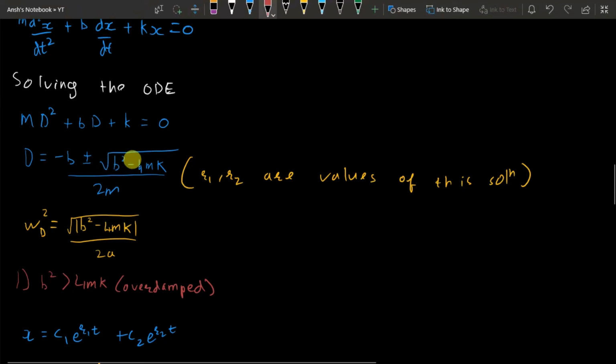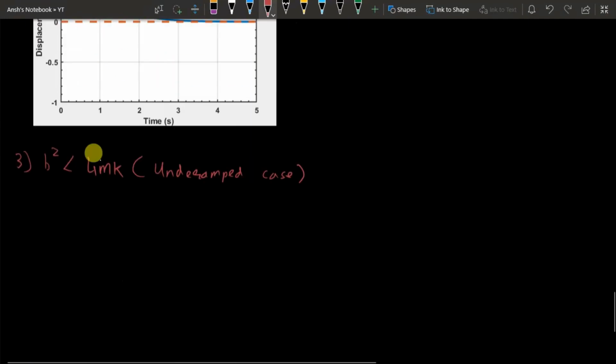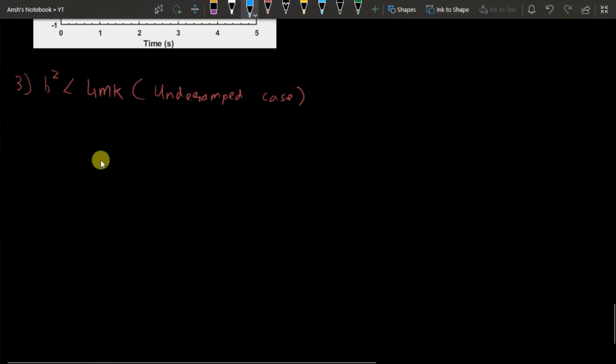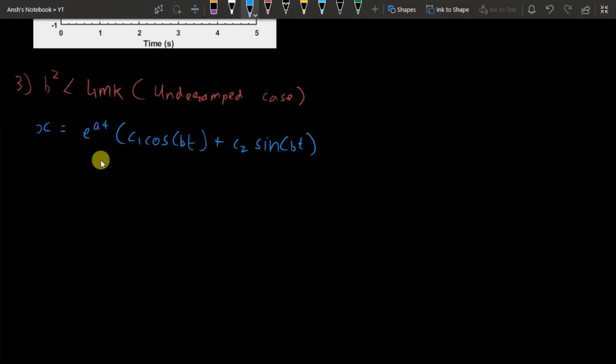Now when we have b square less than 4mk, in the roots of this equation right here, the value of b square minus 4mk will be negative. So the roots will be real and imaginary, and hence the general form of the solution will be of the form e raised to at, c1 cos bt plus c2 sin bt, and a and b in this case.